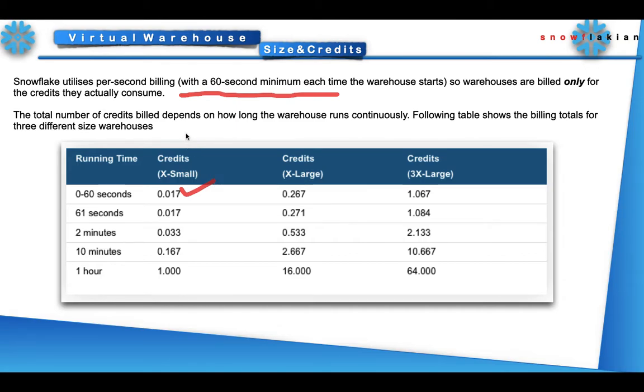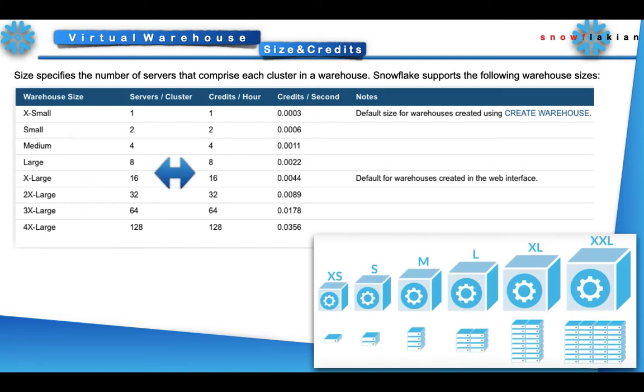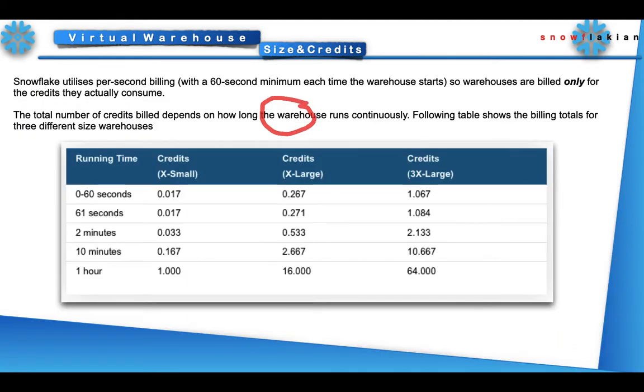So if you see this chart, 0 to 60 seconds, I am charged with the same credits. Whereas starting from 61 seconds, you will be charged per second. Till 60 seconds, you will be charged with 0.017 credits. After 60, if you have additionally used 1 second, you will be charged for this 1 second. Okay, so that is per second billing.